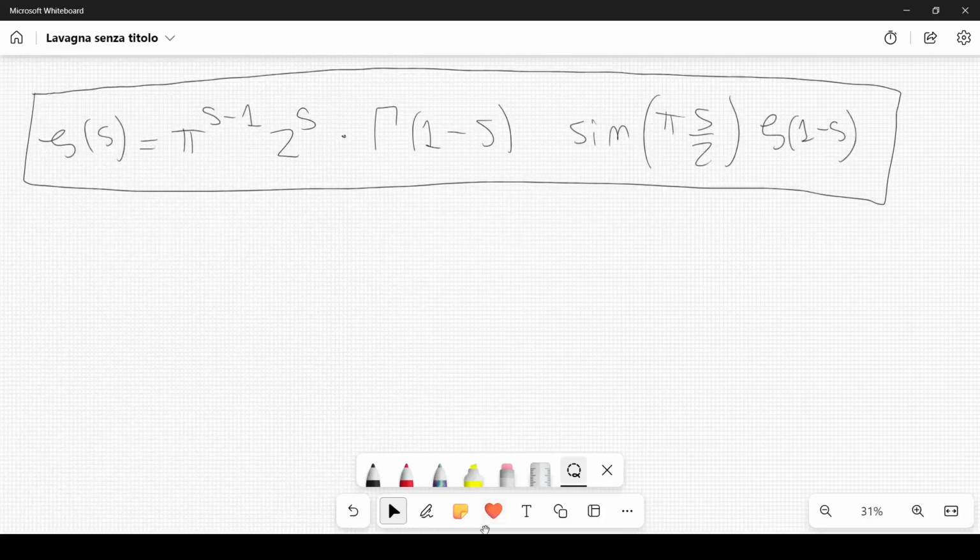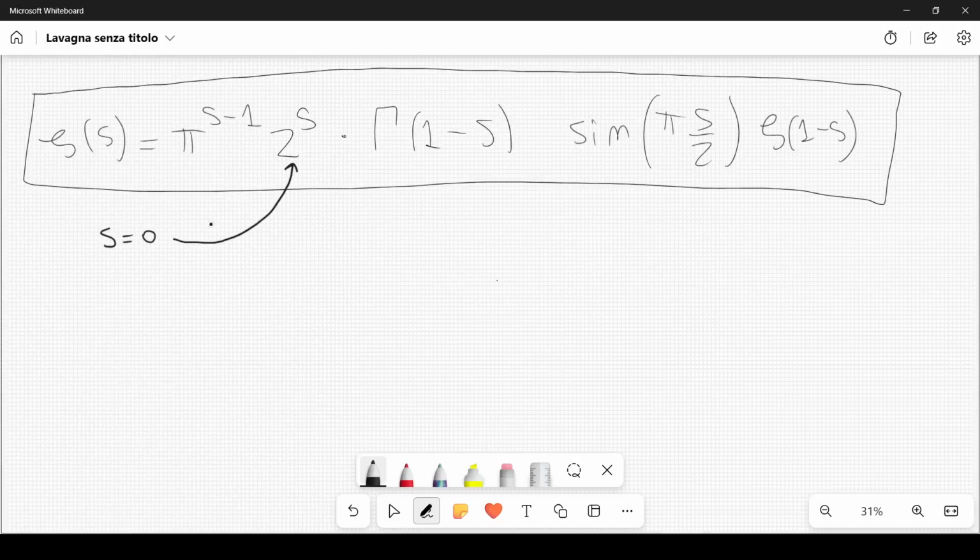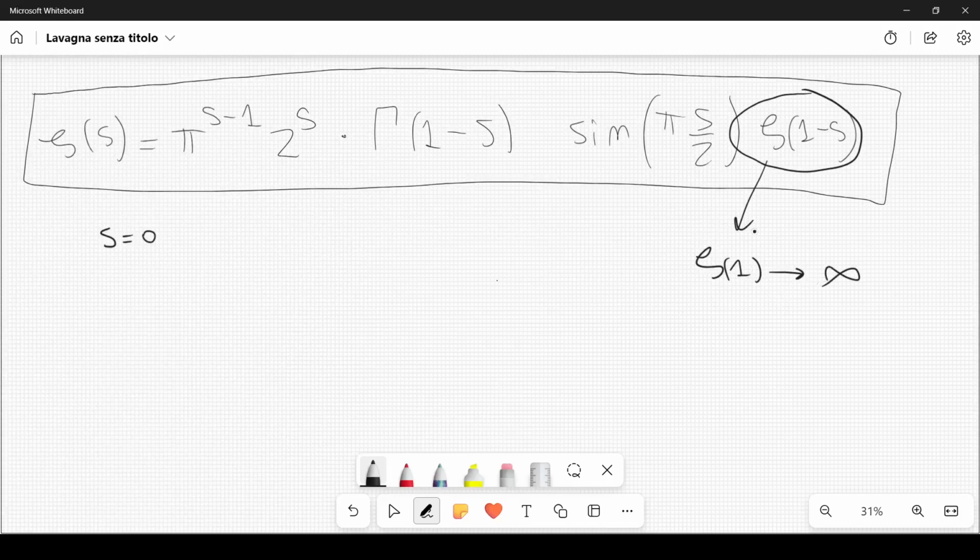Last time we derived this Riemann functional equation written in this form. Now we are going to study what's going to happen near the point s equal to 0. We are going to have problems if you just plug this value into this equation, because you will have zeta of approximately 1. So zeta of 1 will go to infinity.